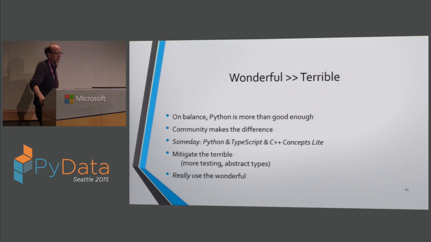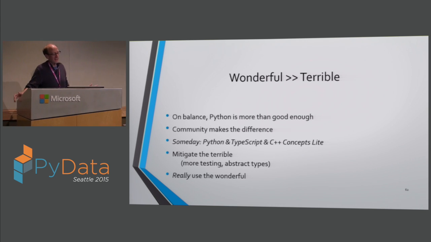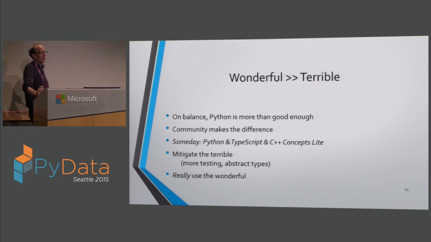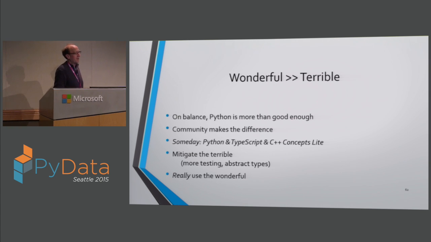More than good enough. Community makes the difference. Someday I'd love to see a language that has Python's readability and some of these other features. Maybe has type inference. There's some cool stuff going on in C++ where they make sure something follows, say, list semantics, but it doesn't have to inherit from list. That's concepts light. So maybe someday we'll have a language that's even better, but I'm pretty happy where we are now.